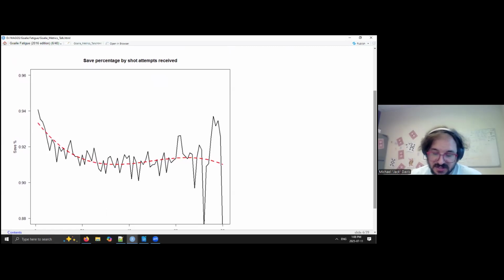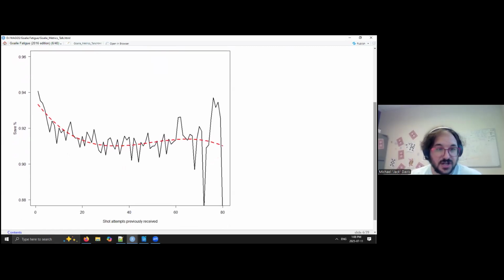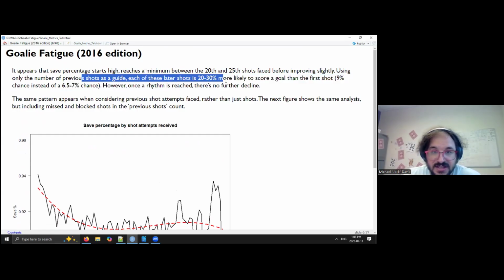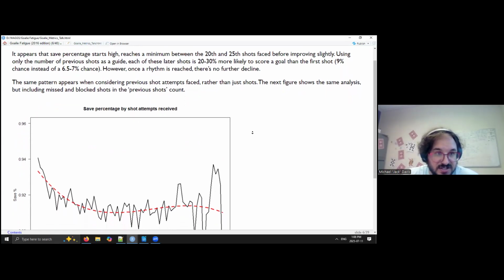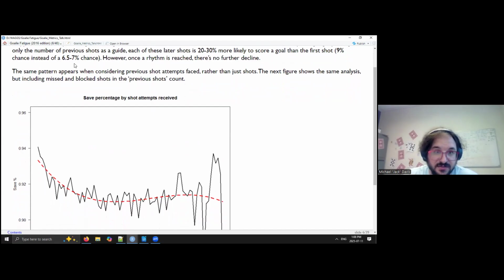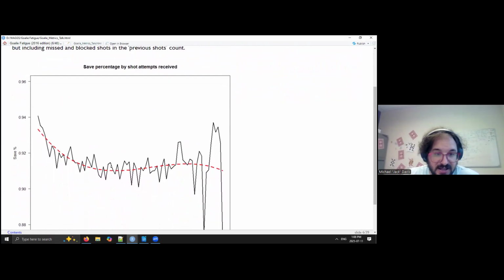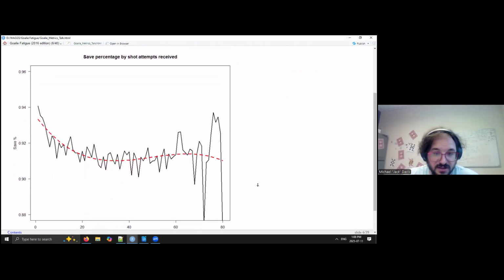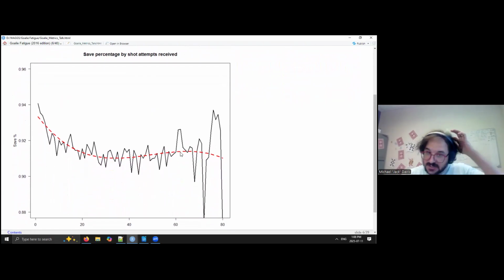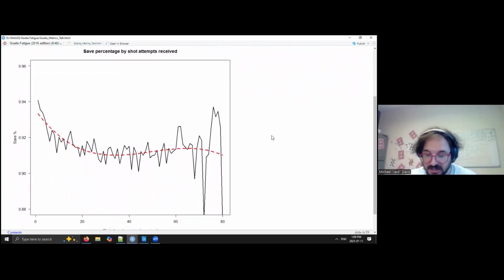So this is save percentage based on, is it the first shot attempt received? Is it the 20th shot attempt received? And so on. Each of these later shots is 20 to 30% worse, so that you get like a 9% shooting percentage instead of that initial one of 6.5 to 7. But once that rhythm is reached, there's really no additional decline. And this is, if anything, more stable than the other ones. So, facing your 60th shot attempt, goalies tend to be just as good as facing their 10th to 20th.